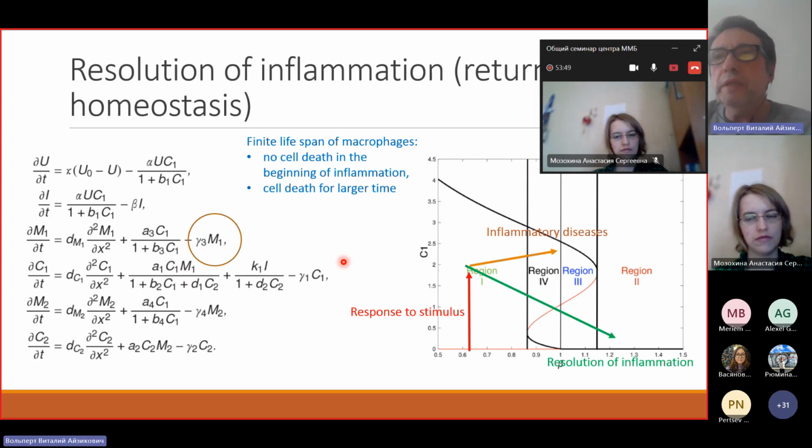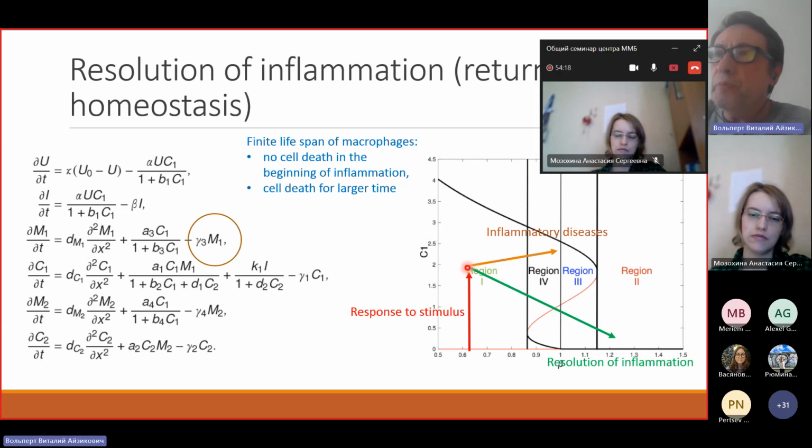If we study this model, we will obtain that the concentration of these inflammatory macrophages will grow, and the concentration of inflammatory cytokines will grow. This is shown here with this red arrow. But after some time, the cells begin to die, and we return to our model with death of the cells, and we can return to our stationary points of this model.